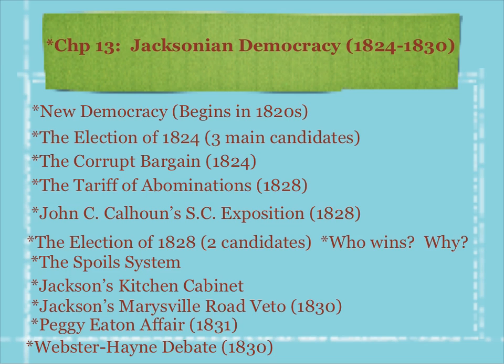Okay, a must know: the Maysville Road veto. Ooh, that's a typo. Shame on me. It's supposed to say the Maysville Road veto, not Marysville. Anyway, Jackson vetoes this road. It was supposed to be a road in Kentucky, funded by the federal government. Andrew Jackson's principle is states' rights. He's more of a states' rights president, so he vetoes this road because he does not want the federal government spending money on internal improvements. These internal improvements, by the way, were going to help Henry Clay because he is from Kentucky. So Jackson vetoes the Maysville Road.